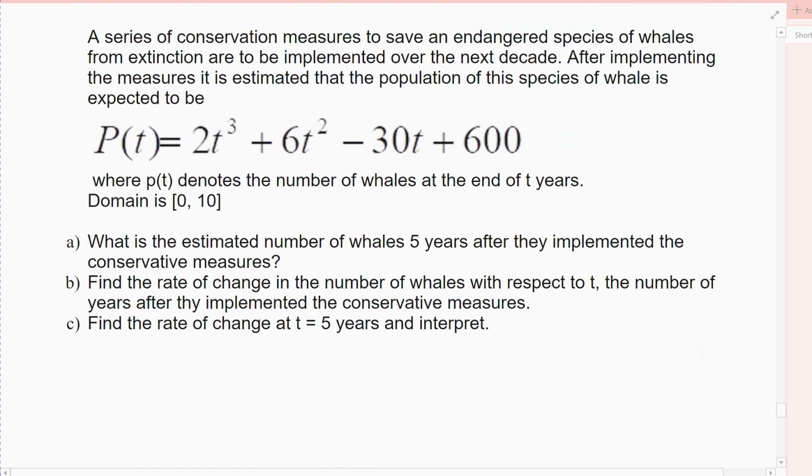Alright, after a series of conservative measures to save an endangered species of whales from extinction are to be implemented for the next decade, for the next 10 years. After implementing these, whatever these are to save the whales, the whale population is estimated given that population equation, which is that quadratic cubic function. P of t denotes the number of whales at the end of t years. The domain, since it's over the decade, is just 0 to 10.